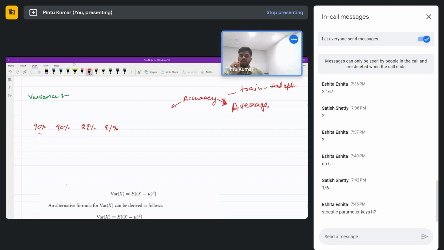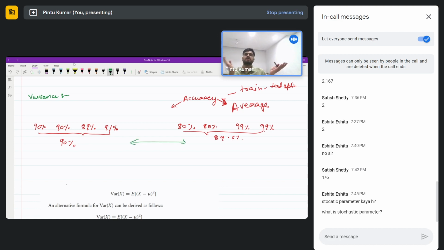So if you look at this model, then the average gets you to the 90%, okay? Another time when you trained, you got an accuracy of 80%, again you got 80%, you got, let's say, 99%, and again you got 99%, okay? So now if you look at this accuracy, this would also be something around 89.5%. Now, if you look at the average, the averages are very similar to each other, right? But this model seems to be more trustworthy.